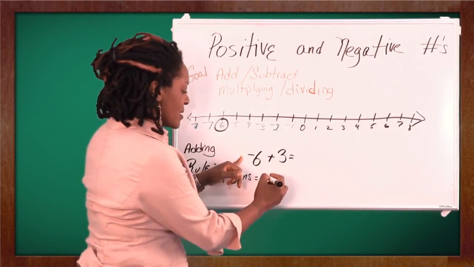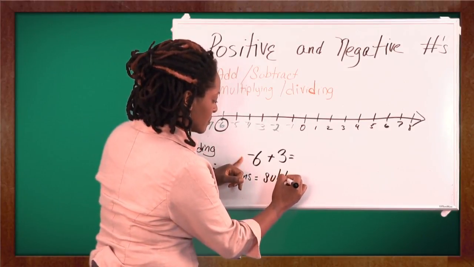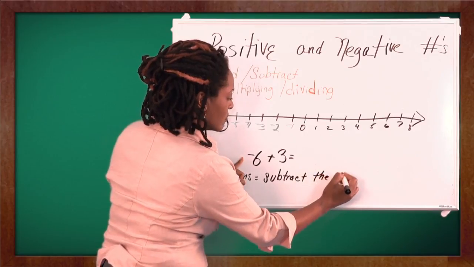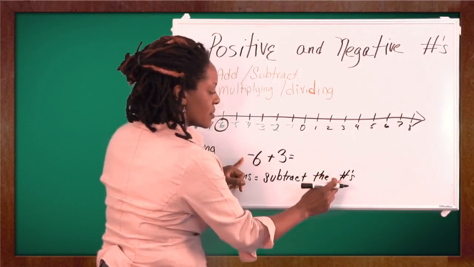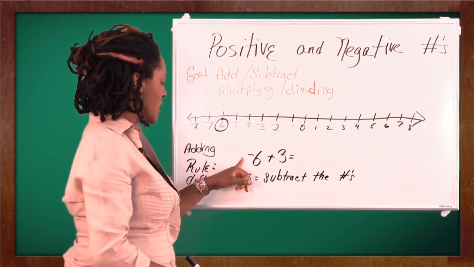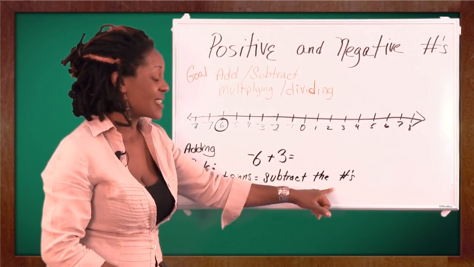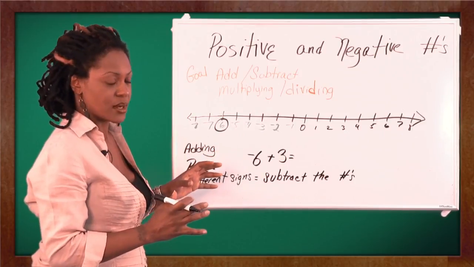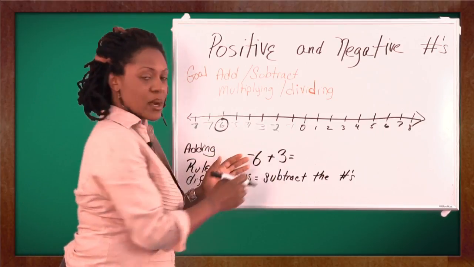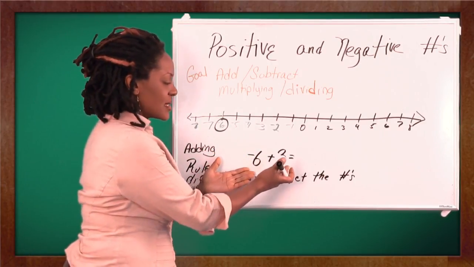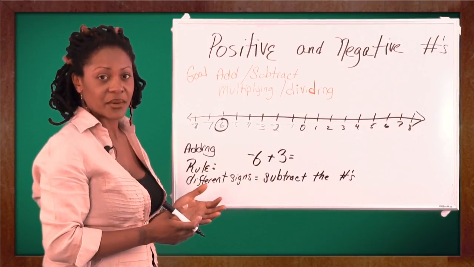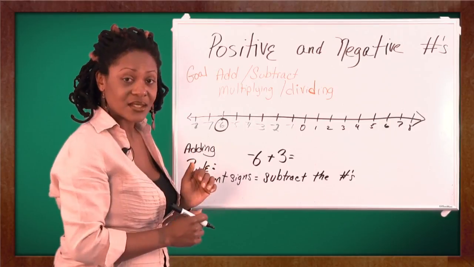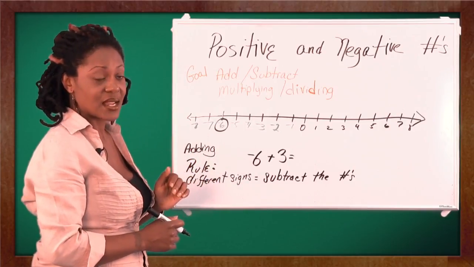You subtract the numbers, and this little symbol is representing the word numbers. So we subtract the numbers and our answer takes the sign of the larger number. So forget whether it's negative or positive for a second. When we look at 6 and 3, 6 is the larger number and 6 is carrying the negative sign. So our answer is going to have that negative sign in front of it.